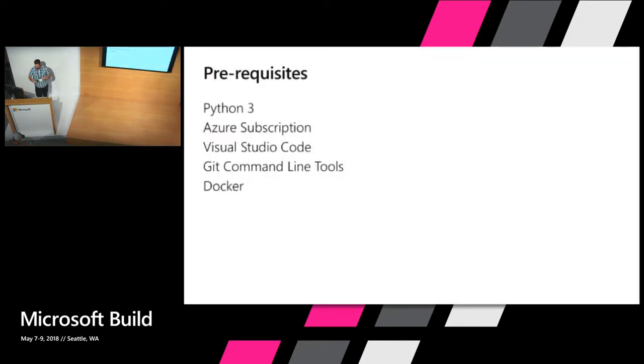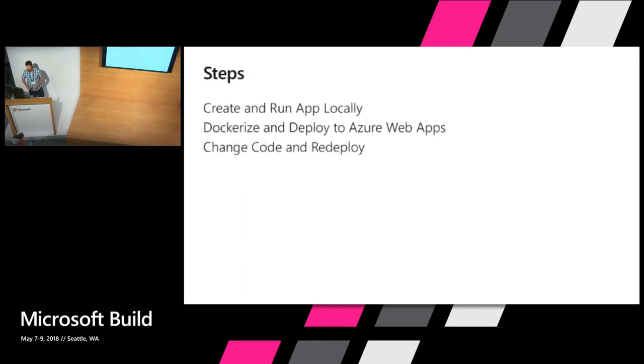So a few different prerequisites that I have on my machine here that let me do this. I've got Python 3 installed on my machine. I have an Azure subscription. I've got Visual Studio Code, and I also have the Git command line tools, and I'm going to be using Docker for the publish. And I'll be sharing out the code after this, so that if you want to follow along with the steps on your own, you can go to my GitHub repo and follow along with the steps.